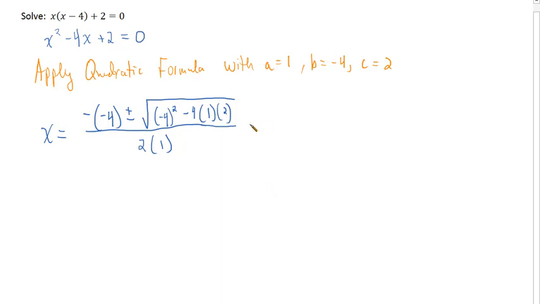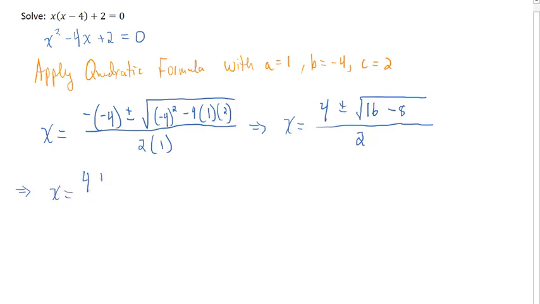Let's simplify this. So then x is equal to, the opposite of negative 4 is 4, plus or minus square root. Negative 4 squared is negative 4 by negative 4, 16, minus 4 times 1 times 2 is 8, minus 8. 2 times 1 is 2. We can simplify this further. 16 minus 8 under the radical is 8, still over 2. So we now have x is equal to 4 plus or minus the square root of 8 over 2.